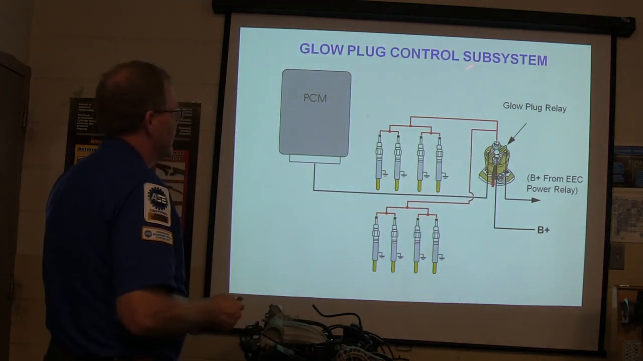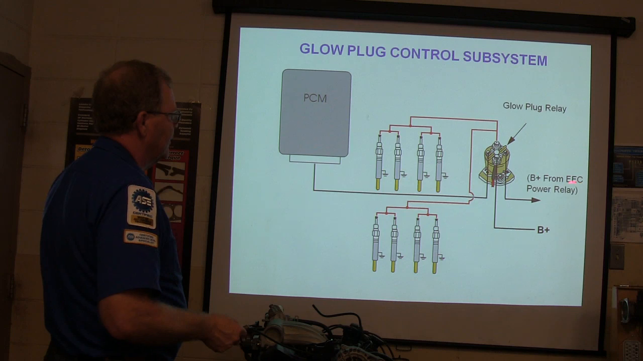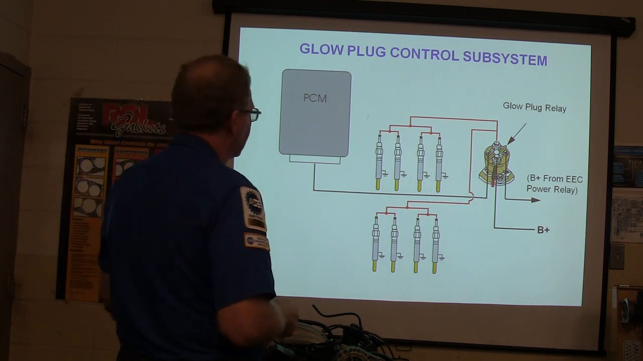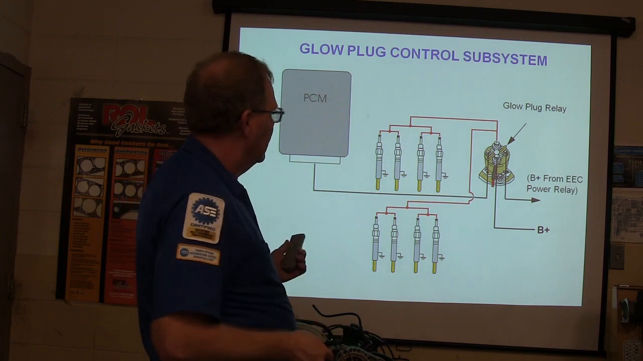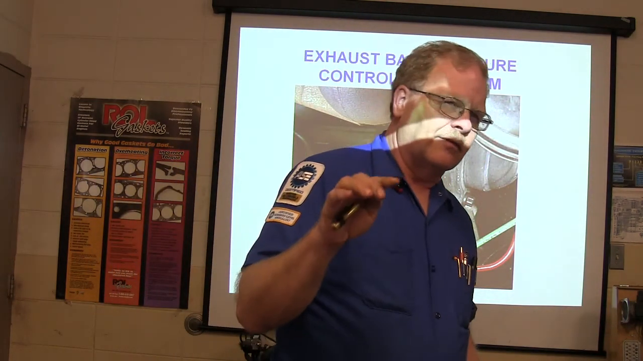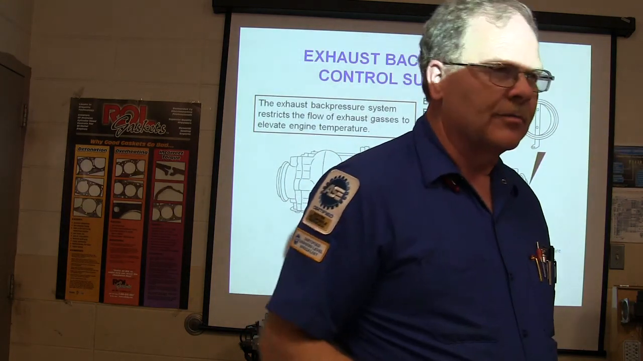Now there's your glow plug control subsystem. And there's your glow plug relay, and then from B plus from EEC power relay. Of course, you see you still got EEC power on that one there, and there's your PCM operating that. The California glow plug system is different because the California trucks needed the PCM to be able to check if any one glow plug was burned out.